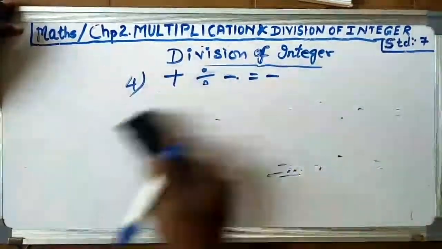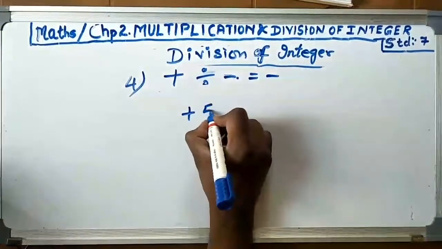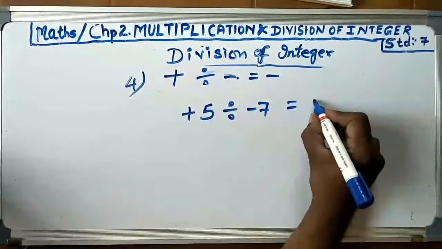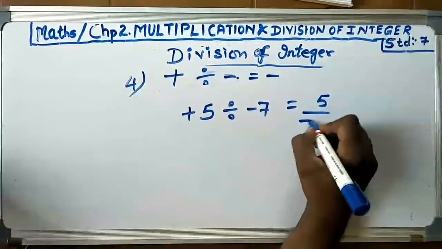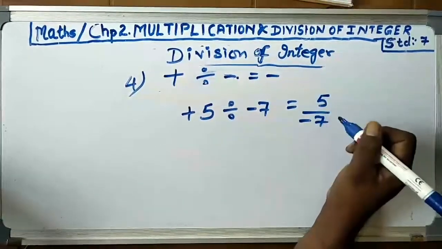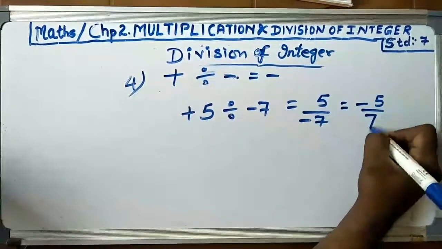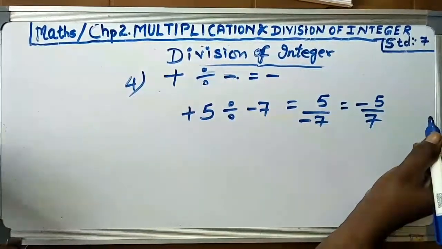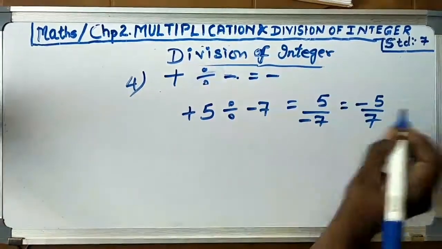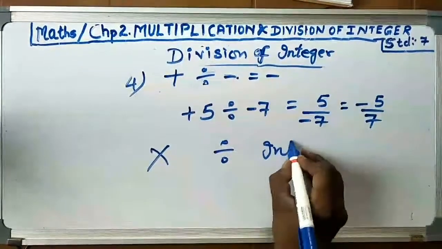I'll do the last sum. I think you understood. Plus 5 divided by minus 7. So I'll write 5 divided by minus 7. 5 and 7 both are prime numbers. We cannot cancel them. So the answer is minus 5 upon 7. I think this is clear for you. You understood how to multiply and divide integers.